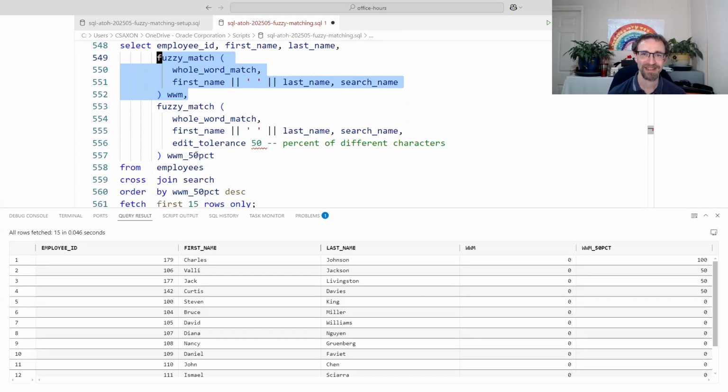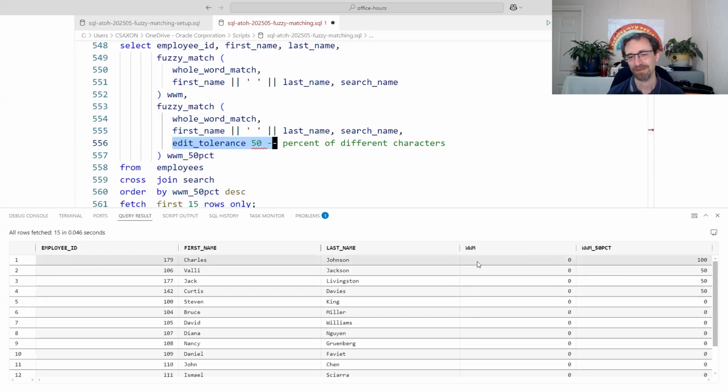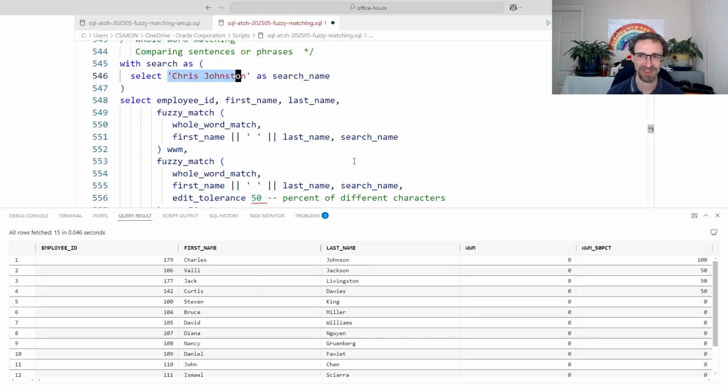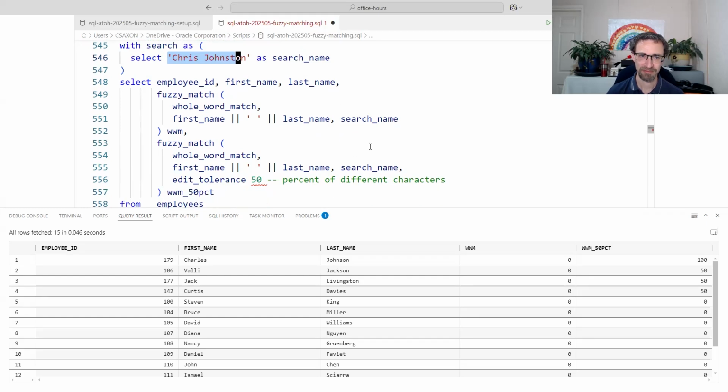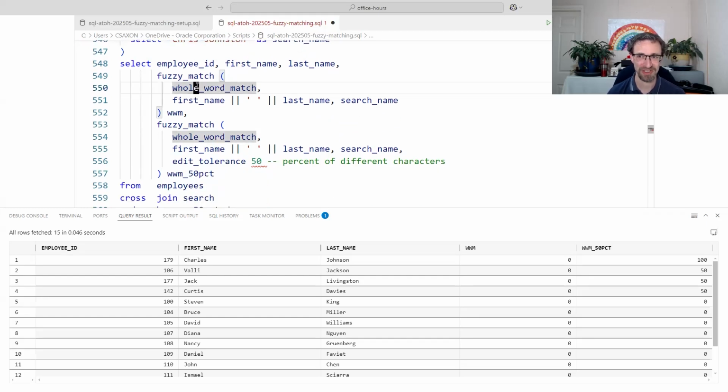However, we might still want to take into account slight differences, maybe typos, misspellings, things like that. There is an edit tolerance, which is the percentage of different characters, essentially. So we can match the words with some fudge factor in there. And again, we can see now Charles Johnston matches Kris Johnston in that situation. So by default, it is exact word matching, and it's asking how many of those words match in their entirety. If you want some wiggle room, you can specify this edit tolerance as well.